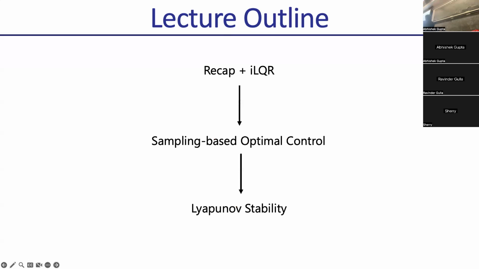But today's structure is we're going to do a little recap of LQR, and then study this idea for nonlinear LQR. And we'll study sampling-based optimal control, and lastly, we'll talk about Lyapunov stability. Okay. That's going to be our structure.